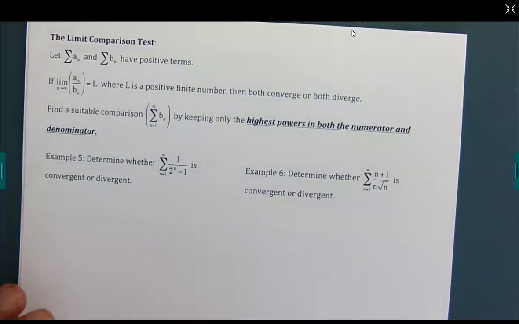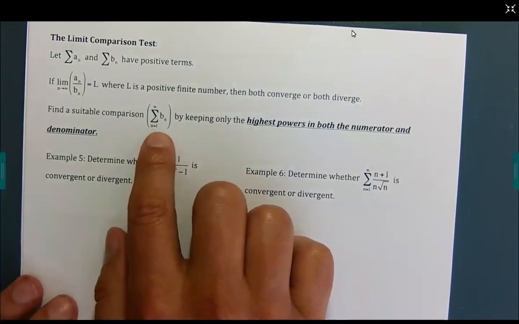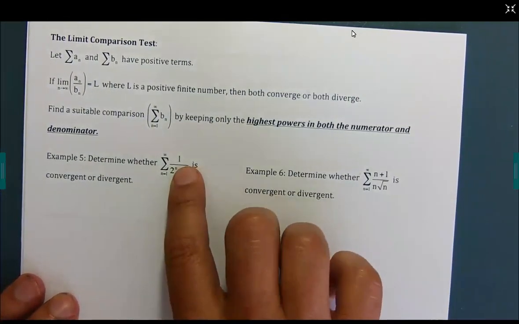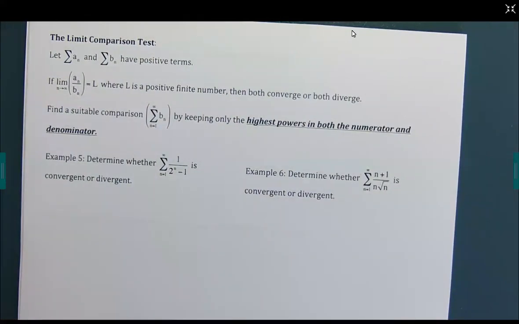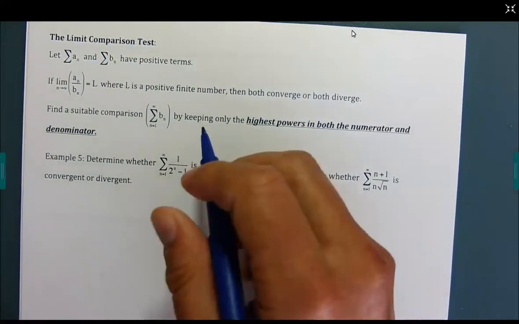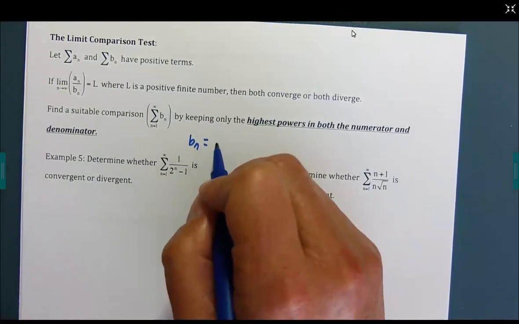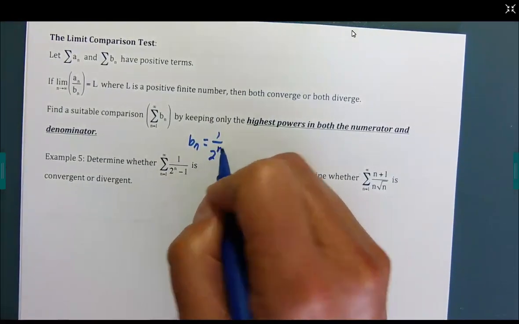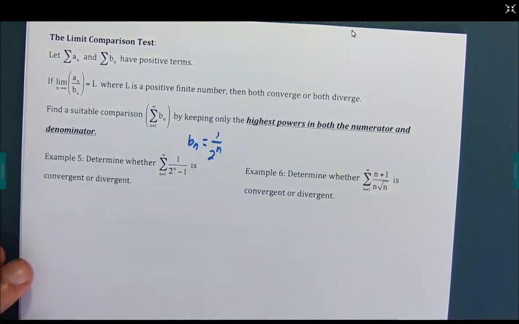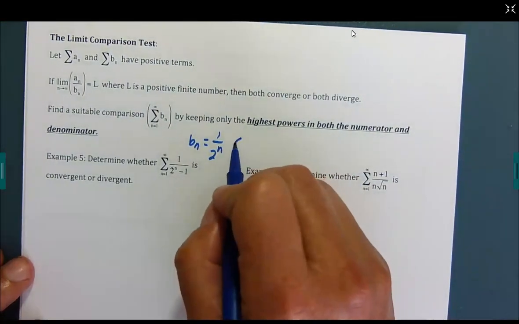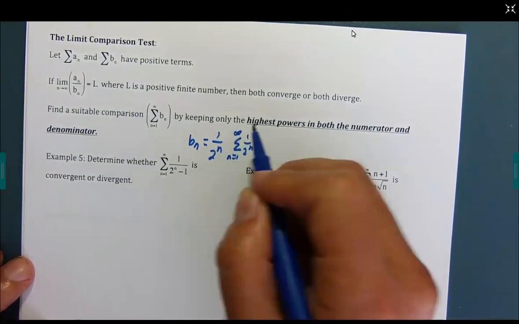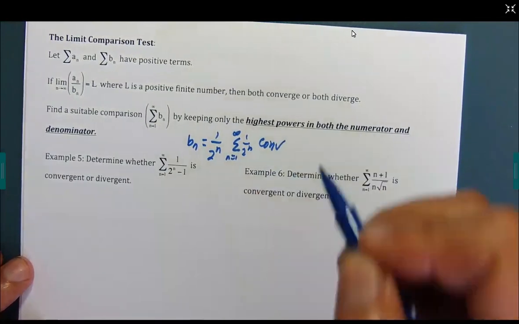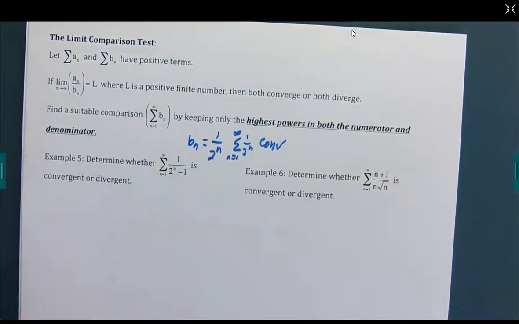All right, so what we're going to do to find our b sub n term is the same thing. I'm going to truncate. I'm just going to make it that, and that's what I'm going to compare it to. So here's my a sub n, this right here. So my b sub n in this case is going to be 1 over 2 to the n. And by the way, the summation of 1 over 2 to the n converges. It's a geometric series. r is 1/2 in that case. So what we're comparing it to is convergent.